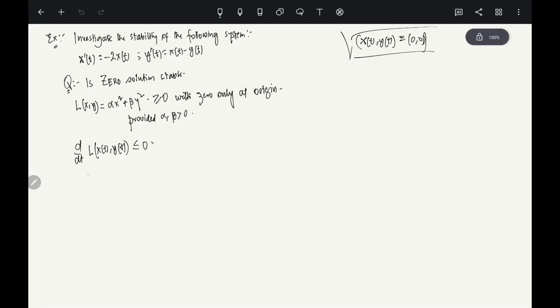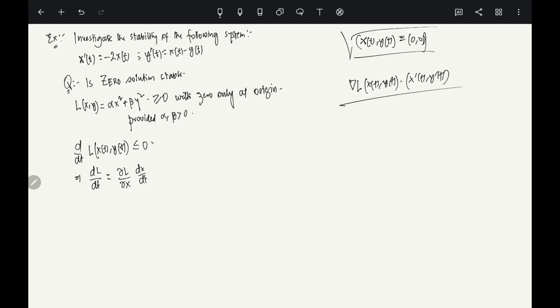So this is nothing but dL/dt. I don't want to write x(t), y(t) all the time. So this is nothing but the chain rule: ∂L/∂x times dx/dt plus ∂L/∂y times dy/dt. L is a two-variable function, so by the chain rule it is the gradient of L at the point (x(t), y(t)) dotted with (x prime t, y prime t). That's what it is, right? The gradient of L is this and this, and x prime and y prime are this and this. So if you take the dot product, this is what you are going to get.